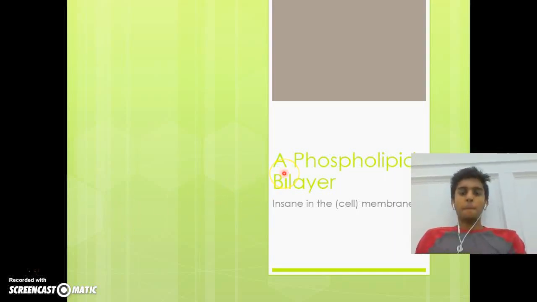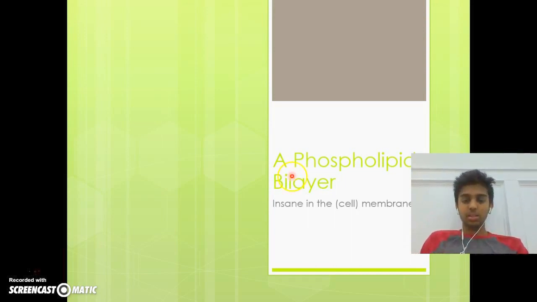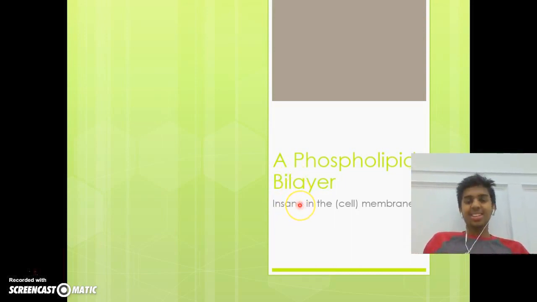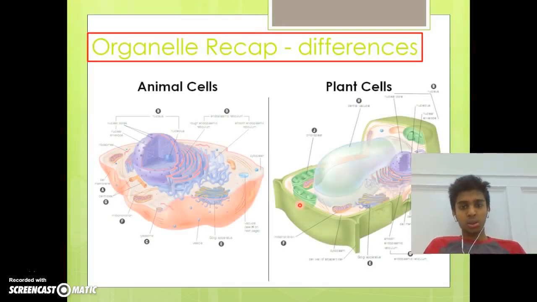Alright, phospholipid bilayers. That's the next one. How it's insane in the cell membrane. Hey. So let's recap the differences between animal cells and plant cells, because this is crucial on every single test and no one wants to flop these tests.